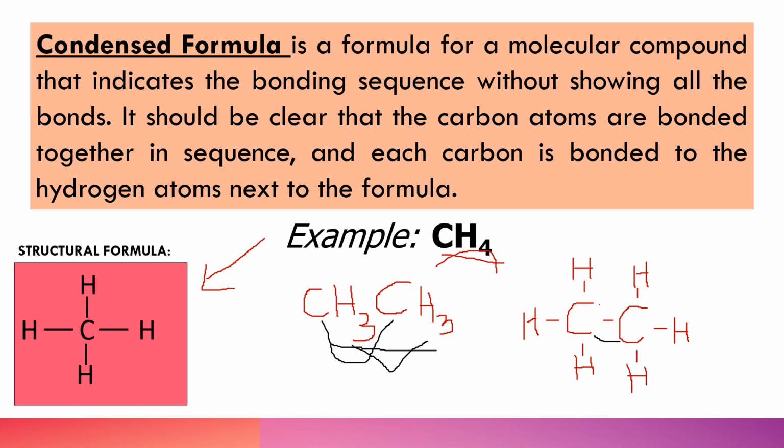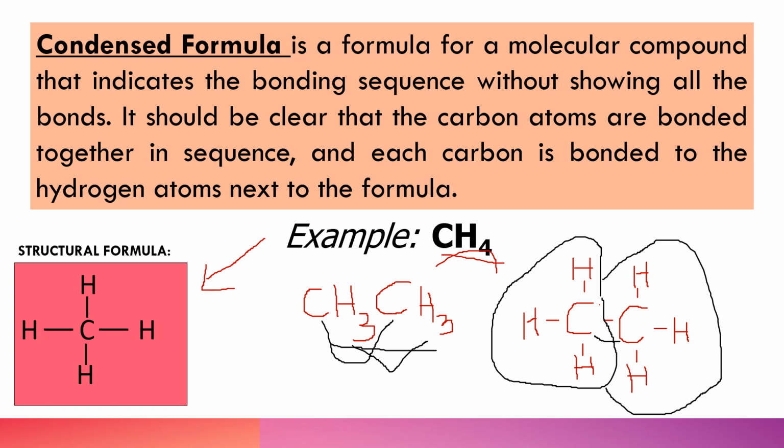So the first part was CH3, meaning 1 carbon atom and 3 hydrogen atoms. And the other part, we have also CH3. So 1 carbon atom and another 3 hydrogen atoms. So that's how you write structural formula given the condensed formula.